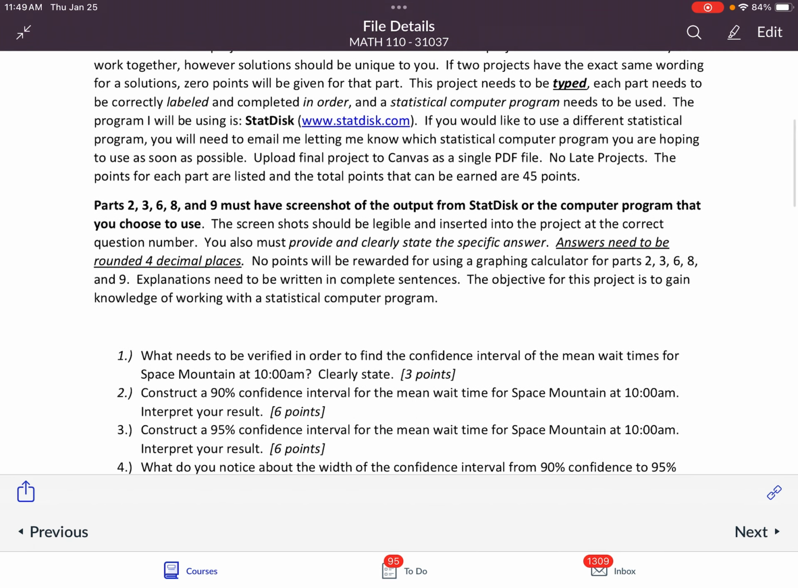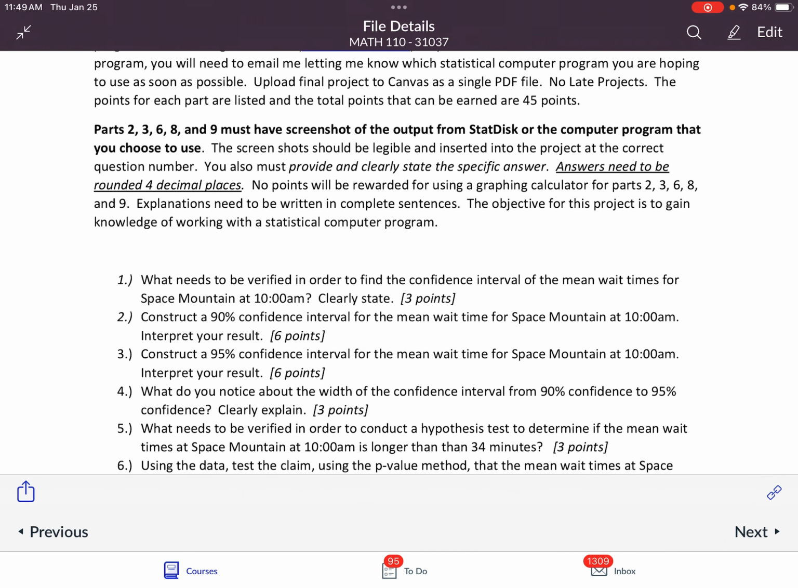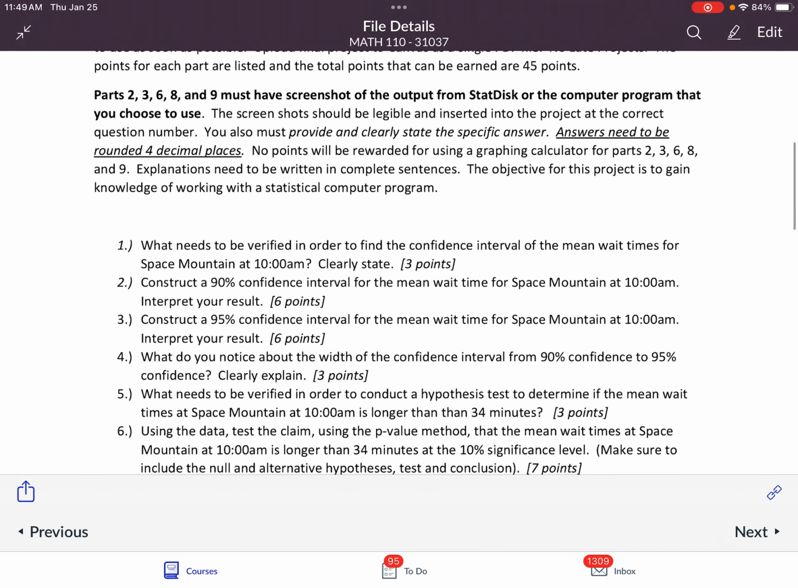The project does need to be uploaded on Canvas as a single PDF, no late projects. Points for each part are listed along with the total points adding up to 45. So we do need screenshots for parts 2, 3, 6, 8, and 9 this time.